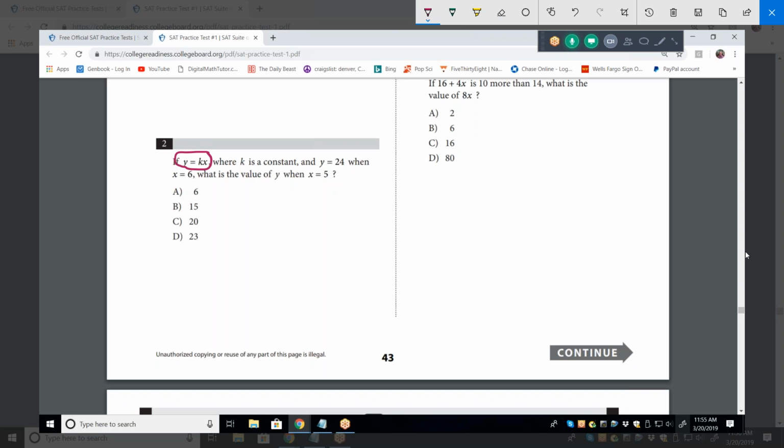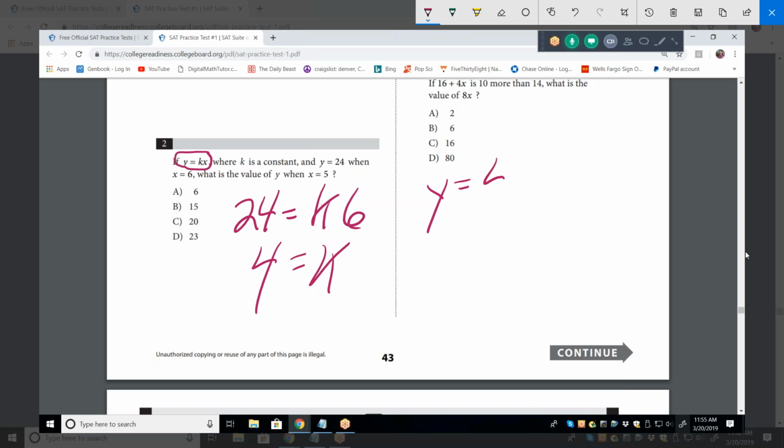Okay, so it'd be 24 equals k times 6. Now, what does that allow you to solve for? K. Okay, so what is k? 4. So, the specific equation is y equals 4x. That's the way you do these problems. You're always looking for k in the first step.